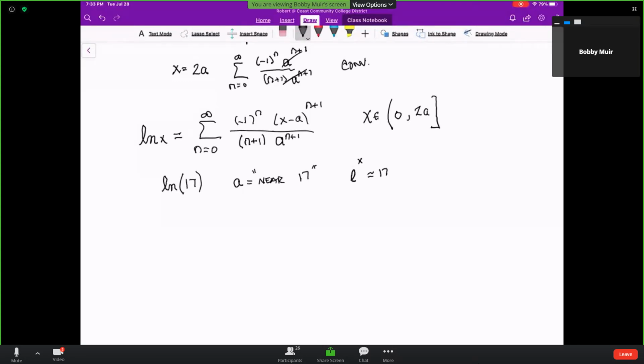Okay, so the natural log of 17 is, come on, calculator. Natural log of 17, 2.83. Okay, so for reasons that will become clear tomorrow, we're going to let A equal e cubed.